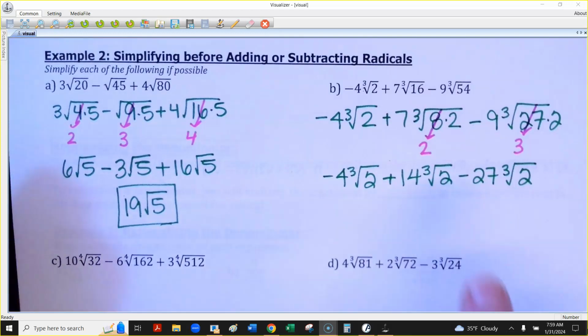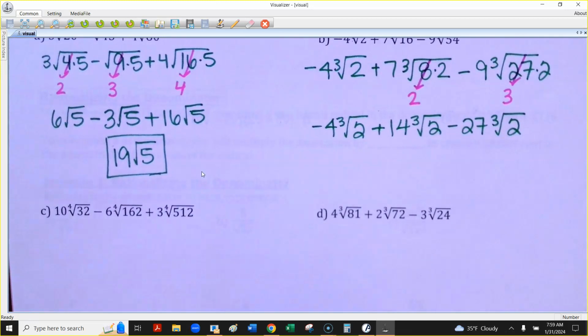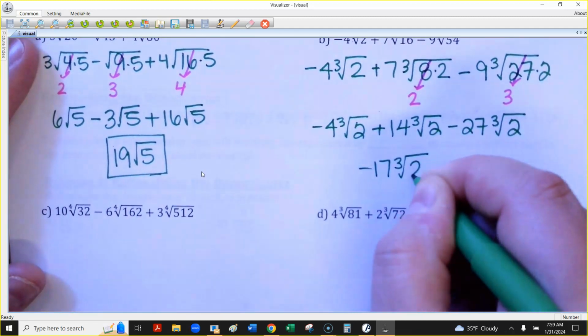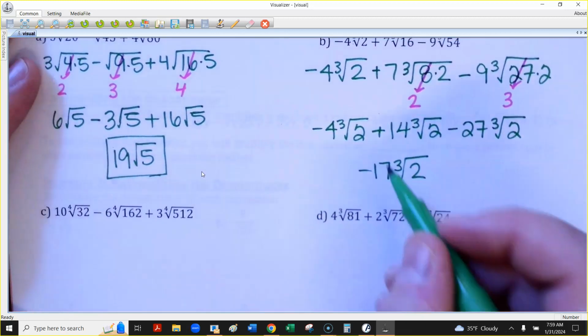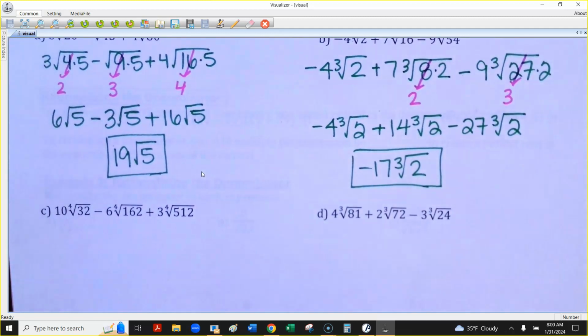These all end up being like radicals if we put them in simplest radical form, so we can combine them. So I'm just literally like -4 plus 14, and then minus 27. And I typed something wrong, so let me see what that is, -17. Don't change the index of the root, and don't change what's under the root. Just the numbers in front, you just add or subtract. Is anybody having a question?